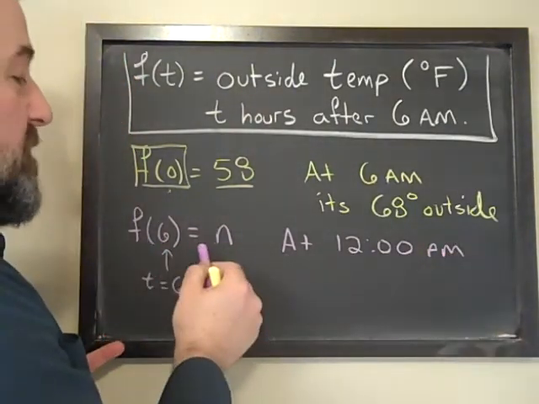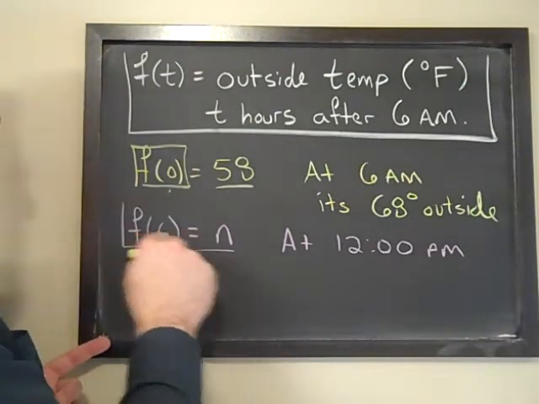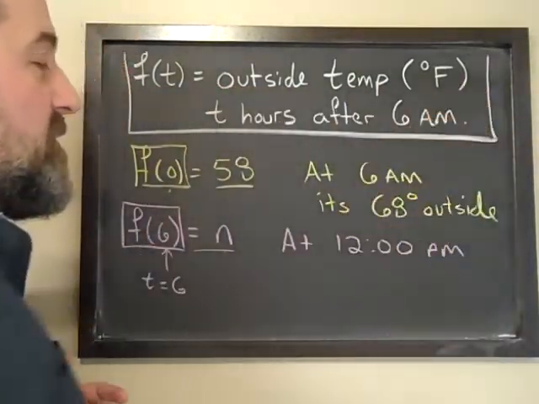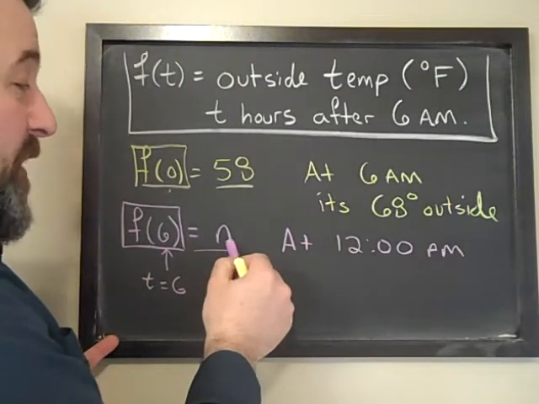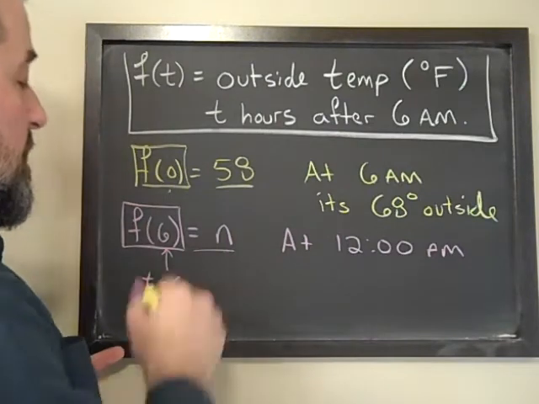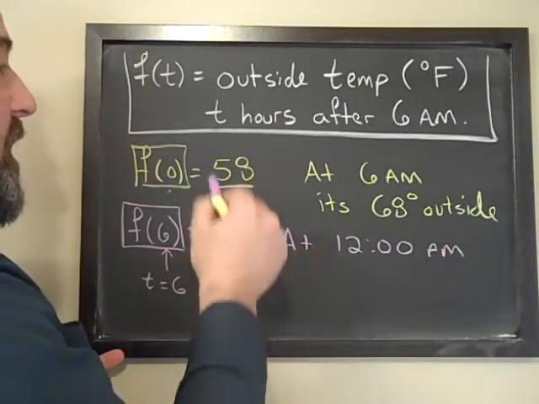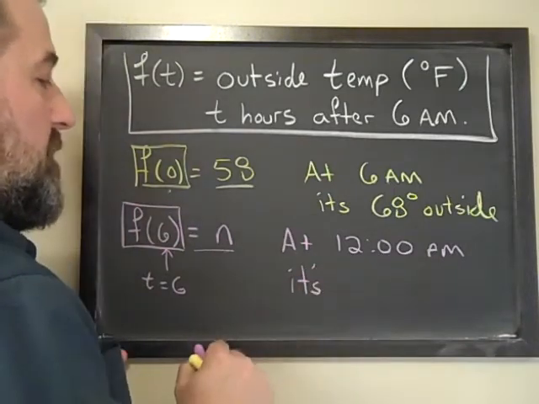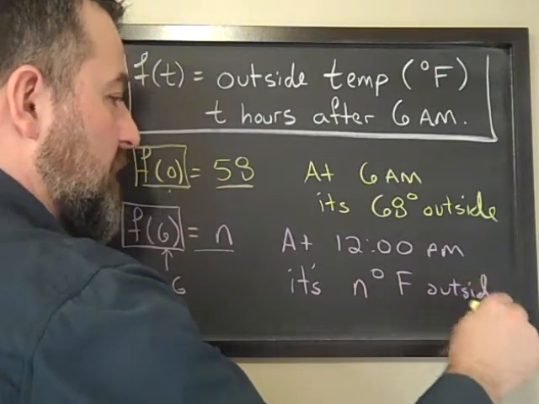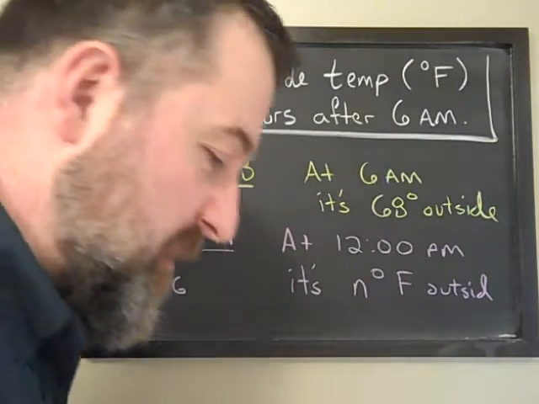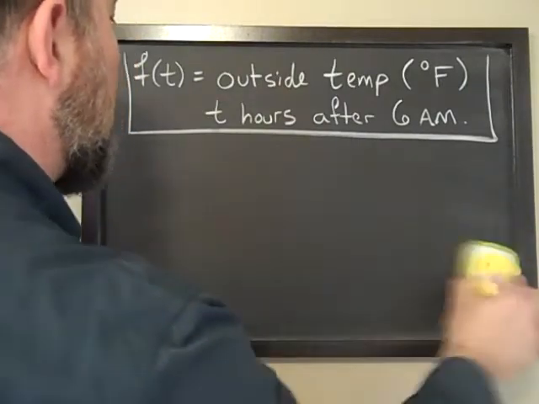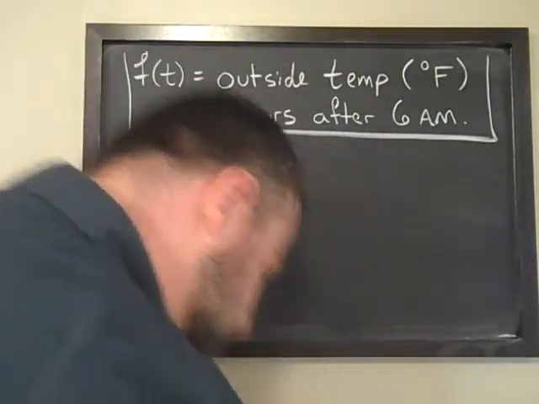And then we have to express what this equals n is. And again, remember I told you, the function is equal to the outside temperature in degrees Fahrenheit. So this is kind of weird, because here we had a number, here we have a variable, but it means the same thing. So it's at 12 p.m. it is, yes, n degrees Fahrenheit outside. And sorry, I forgot my apostrophe in that it's.